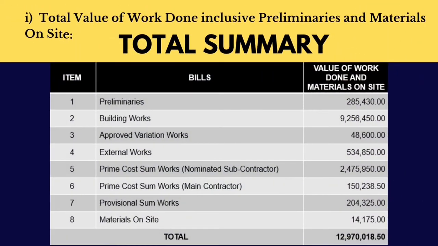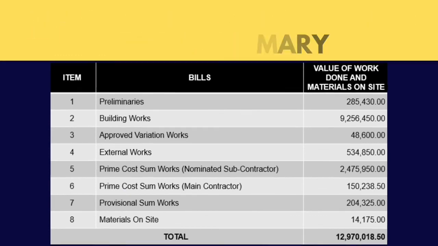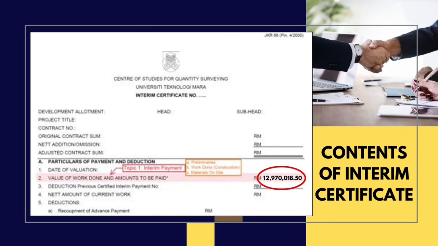Then, calculate the total value of work done inclusive of preliminaries and material on-site. By making a total summary table and listing all the bills, add all the value of work done and materials on-site to obtain the grand total. Lastly, the total value of work done and amount to be paid is 12,970,018.50 ringgit Malaysia. After that, the total will be carried out and filled in the interim payment certificate under value of work done and amount to be paid.